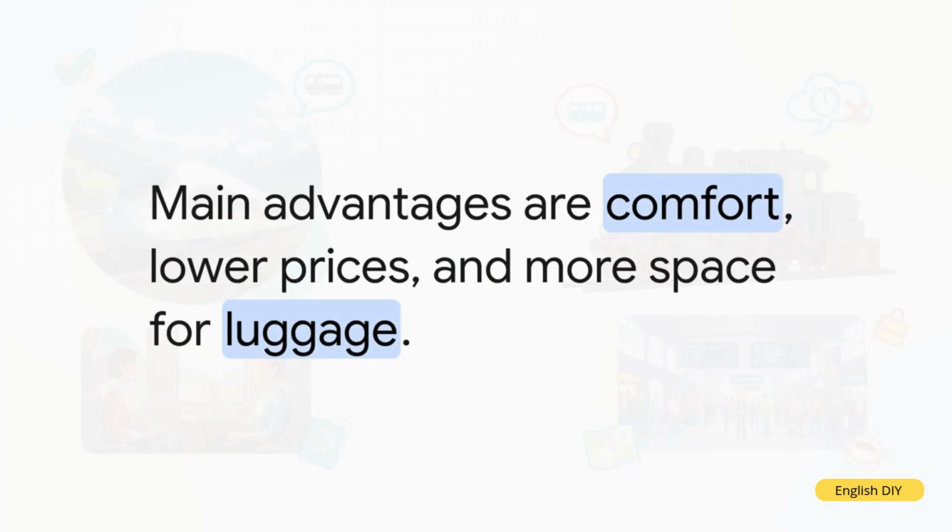Okay, and here is a great model answer. The main advantages are comfort, lower prices, and more space for luggage. Passengers can travel on a lower or upper berth, and trains usually arrive directly in the city center. Notice how we group those nouns so clearly. Comfort, lower prices, space. That is exactly the kind of structure that sounds supernatural and gets you high scores.